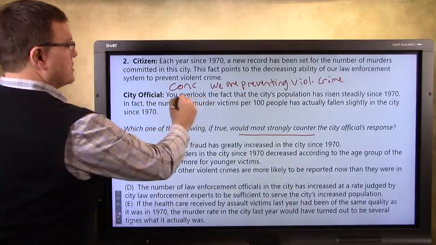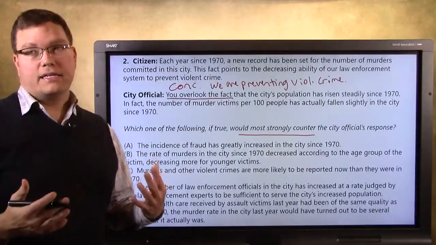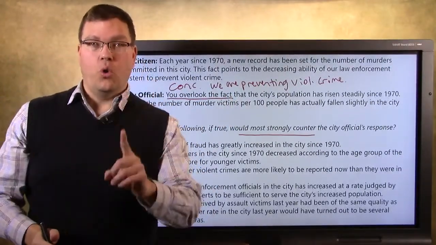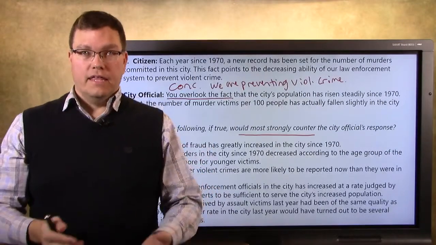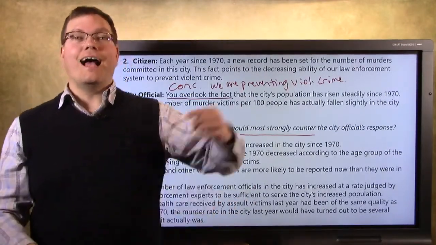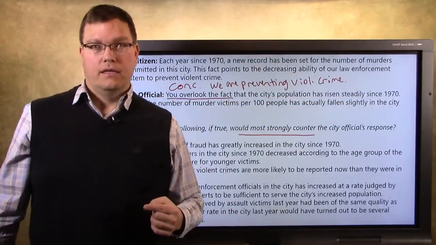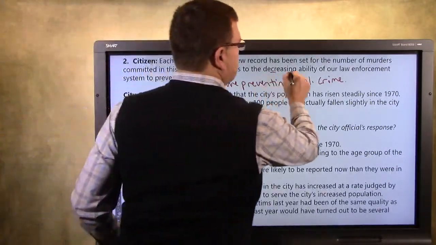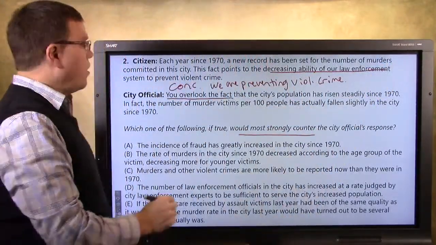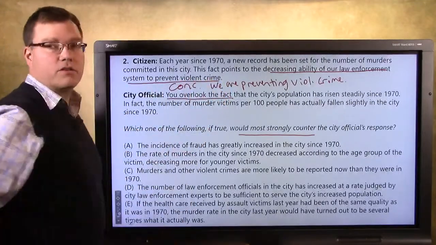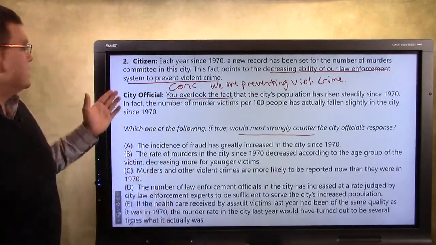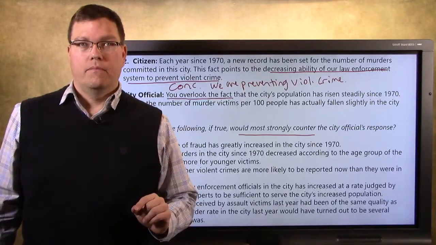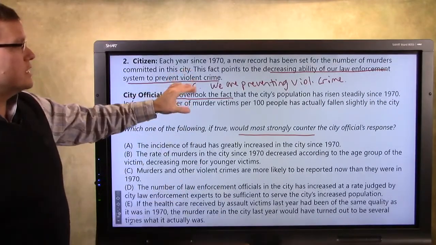Because the city official says you overlook the fact. When one person says to the other, you're wrong, then that person's conclusion is the opposite of the other guy. So the conclusion from the citizen is that you have a decreasing ability of your law enforcement system to prevent violent crime. And the city official is saying, no, no, no, we are preventing violent crime. Okay? So that's the conclusion, right?